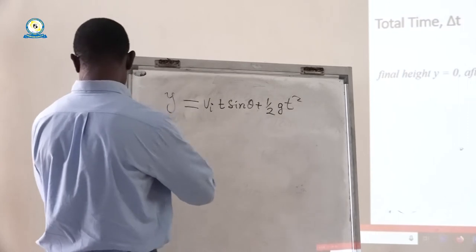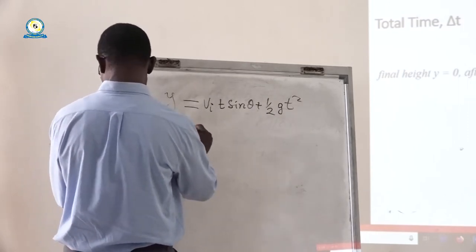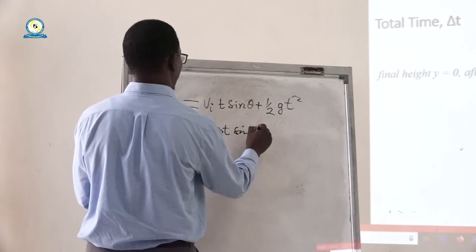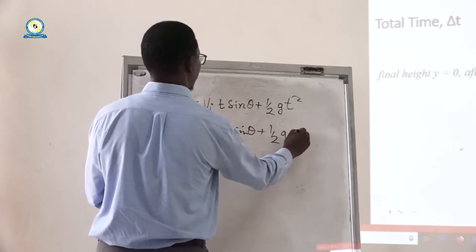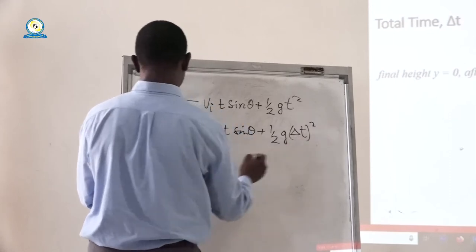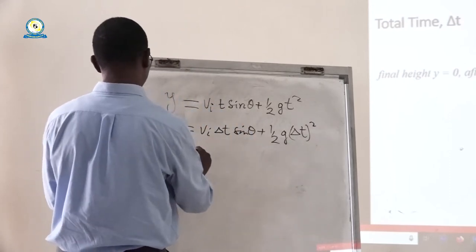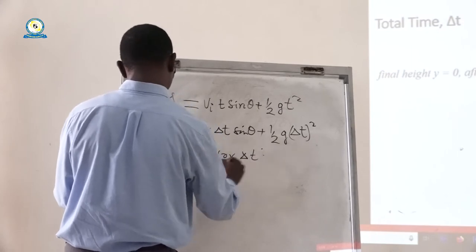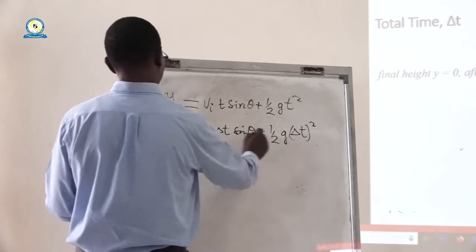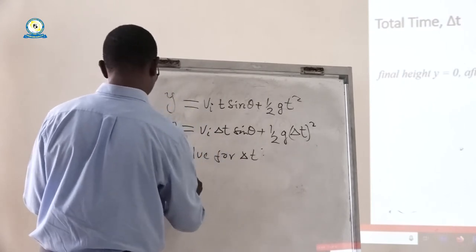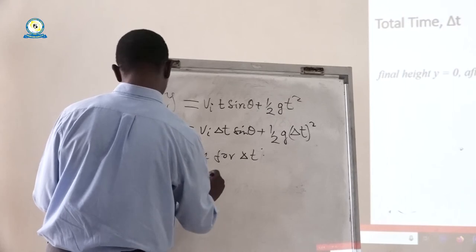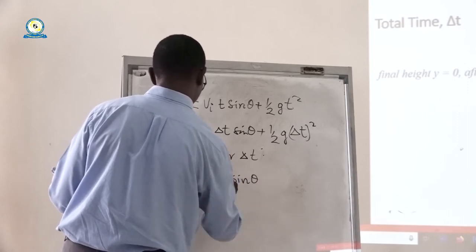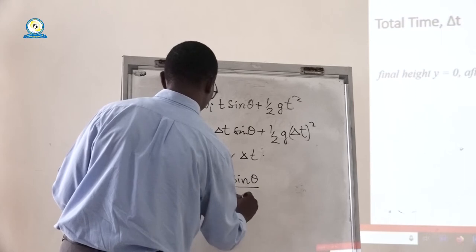There you substitute y equal to 0: 0 is equal to vi delta t sine theta plus a half g delta t squared. Solve for delta t. From here you get delta t equal to 2 vi sine theta over minus g.